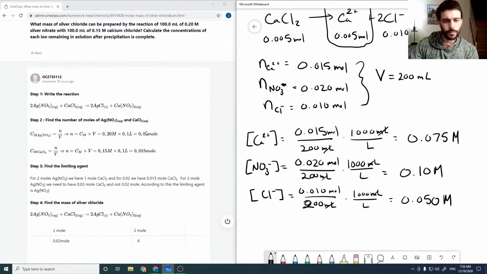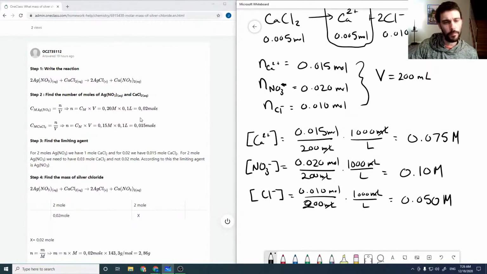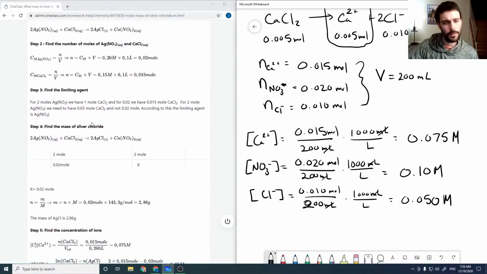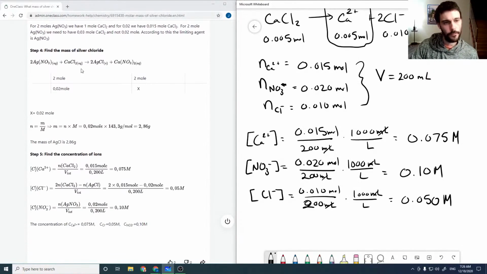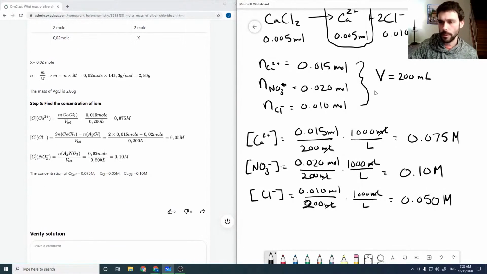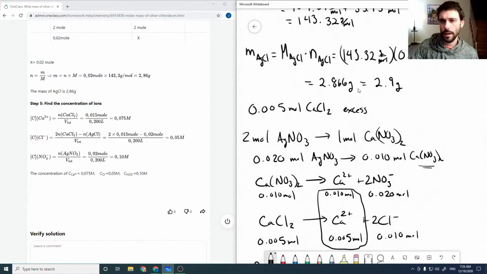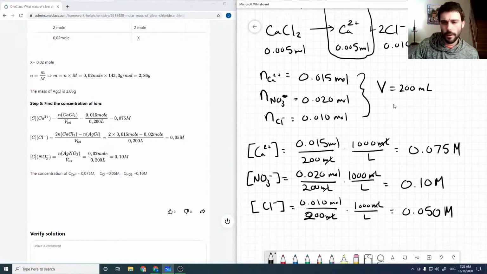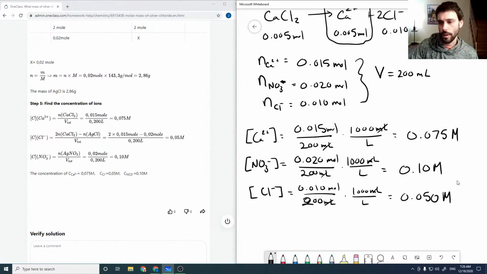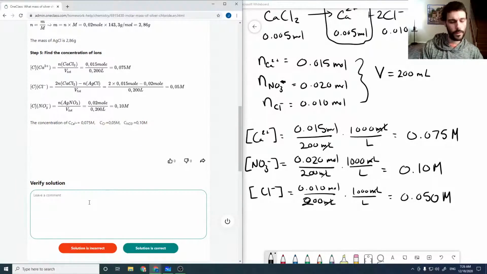Okay, so looking at the solution here, we identify the number of moles, identify our limiting reagent, and then find the mass of silver chloride by identifying the number of moles and finding the molar mass. So it comes out to be 2.86 grams. So that's about what I got. And then rounded to 2 sig figs would be 2.9, but that's okay. And then the concentration of our remaining ions, so 0.075 molar, 0.05 molar, and 0.1 molar. So those all look good to me.